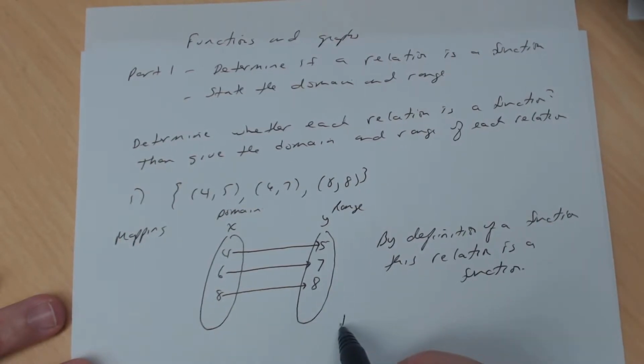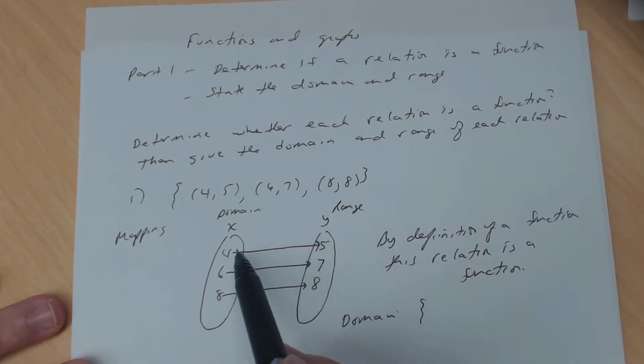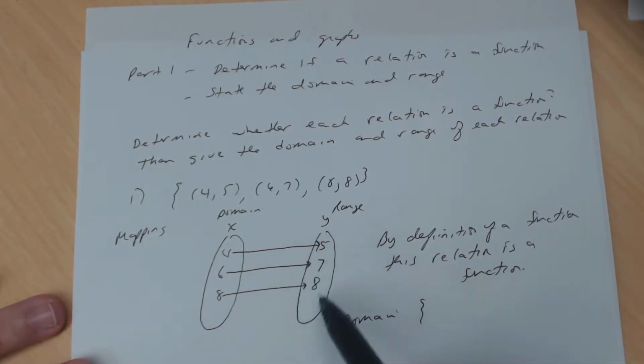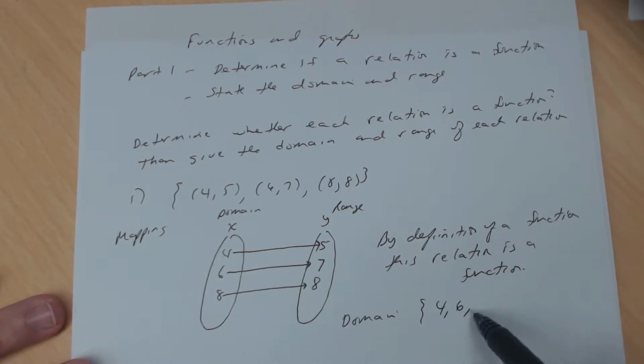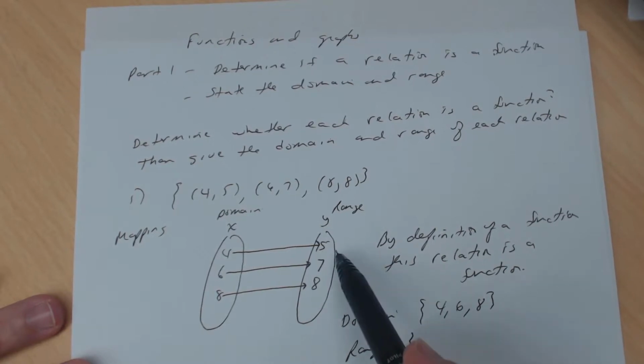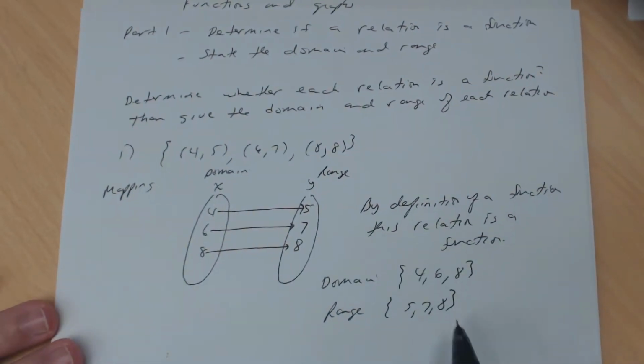All right, so the domain would be the set of x coordinates. Your x coordinates, you could just get it from the mapping if you did it. Let's put it in numerical order from smallest to largest. So it'll be 4, 6, and 8. And then your range would be 5, 7, and 8. So your domain consists of these three elements, and your range consists of these three elements.